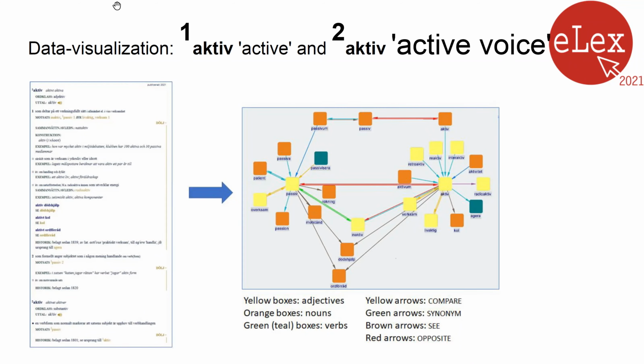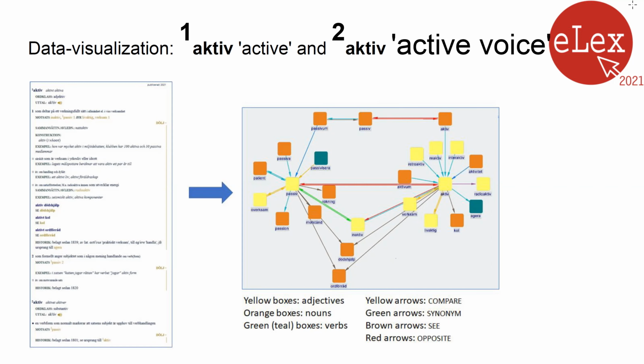And here we see on the slide, first to the left, where the entry is one active, which is an adjective meaning active, and then two active, which is a noun meaning active voice. And to the right, we see the visualization of the network for active. Unfortunately the star is not there, but we see the adjective active in yellow, and yellow means that it is an adjective. Yellow boxes are adjectives, orange boxes are nouns and greens are verbs.